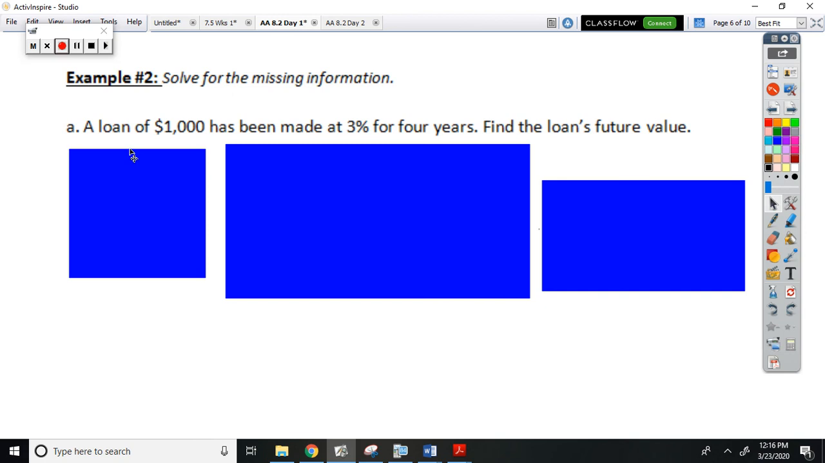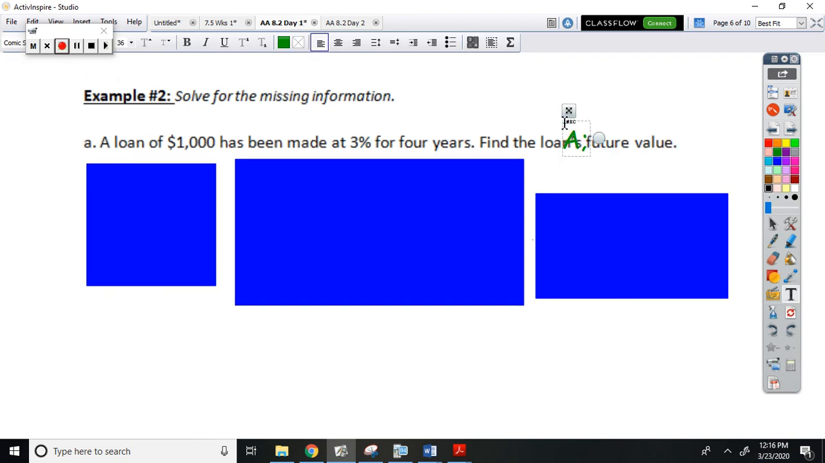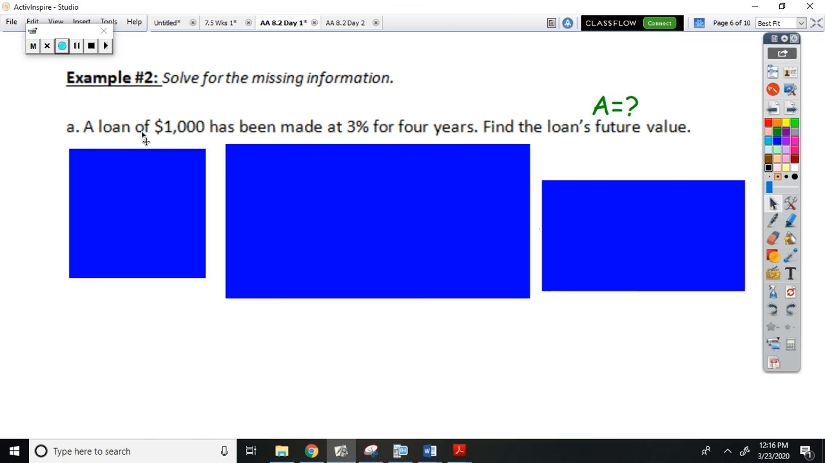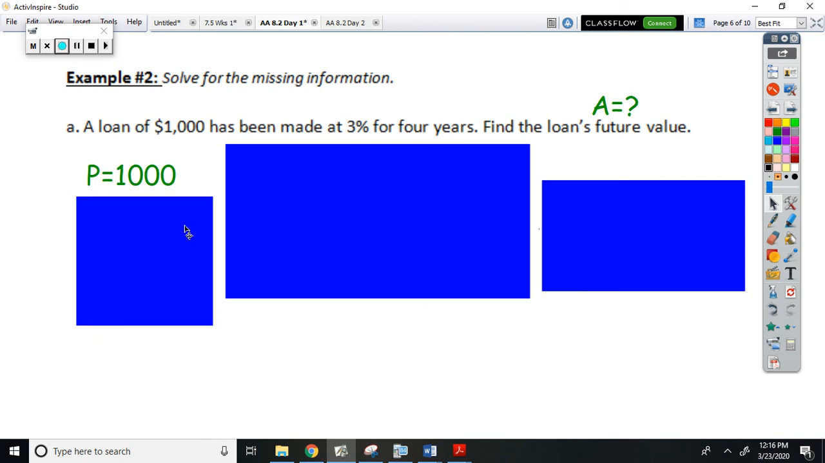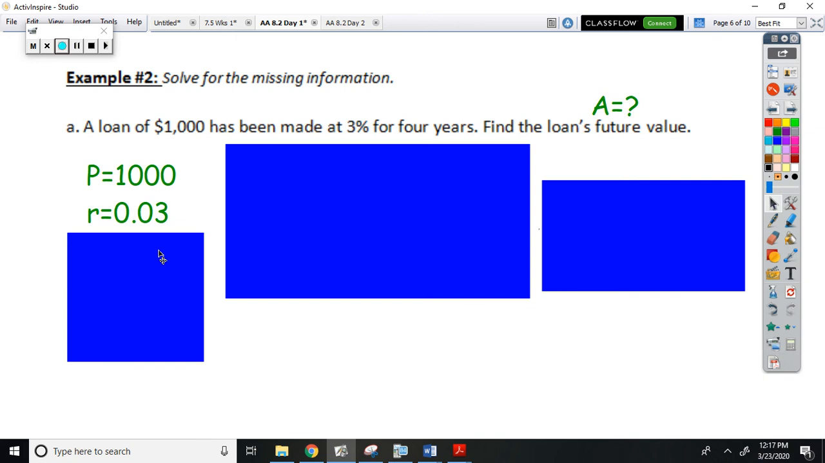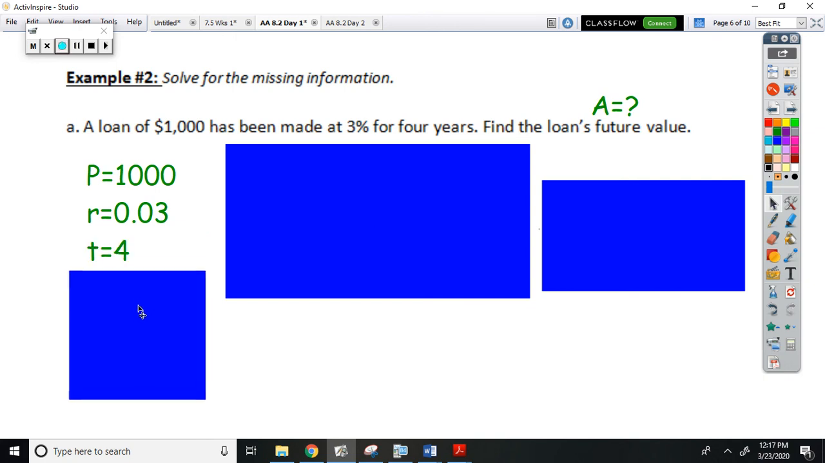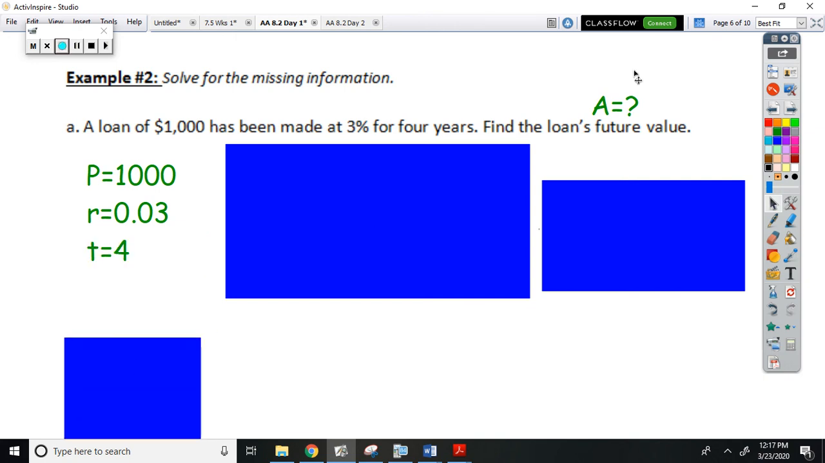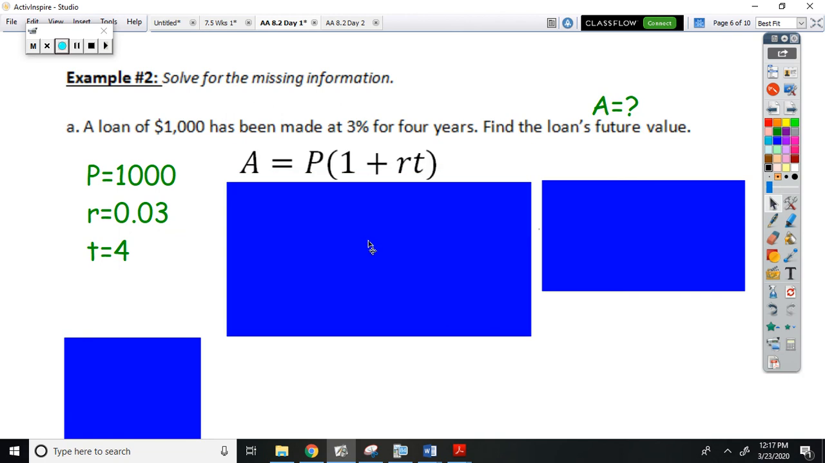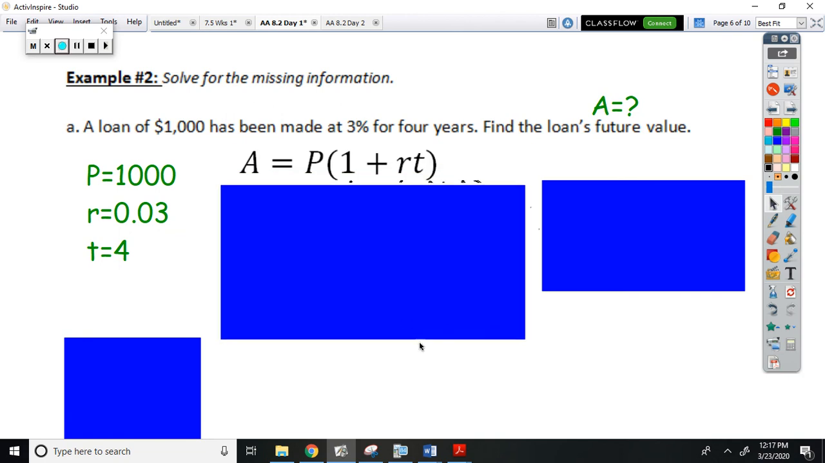All right, so example 2, a loan of $1,000 has been made at 3% for 4 years. Find the loan's future value. So if we're finding the loan's future value, that means that we are finding our A value. We don't know what A is. We do know then that P is 1,000. R needs to be 3%, which is 0.03. T is 4, and we're looking for A. So this time we're starting out with this formula.